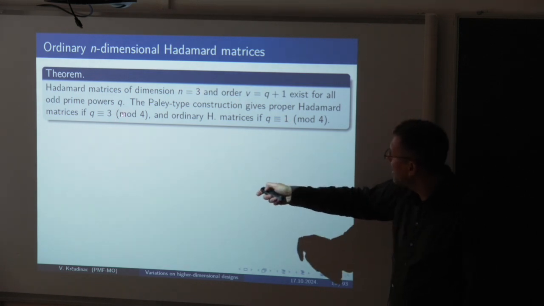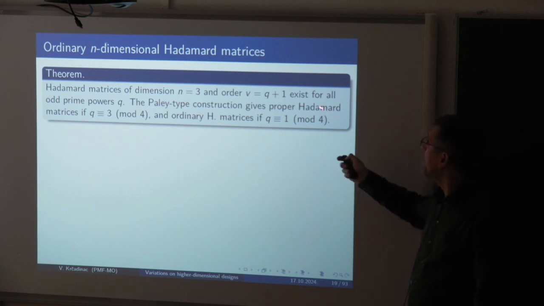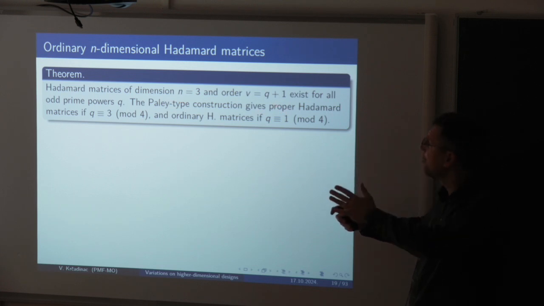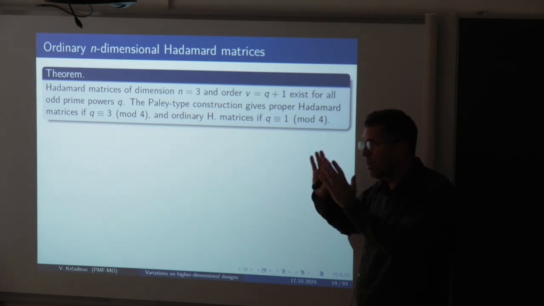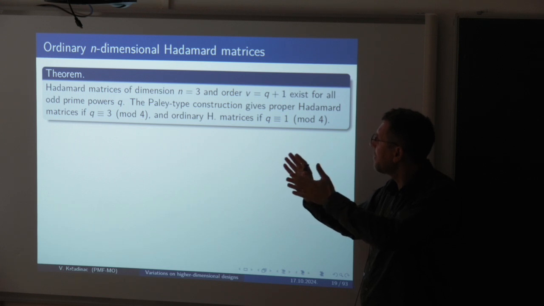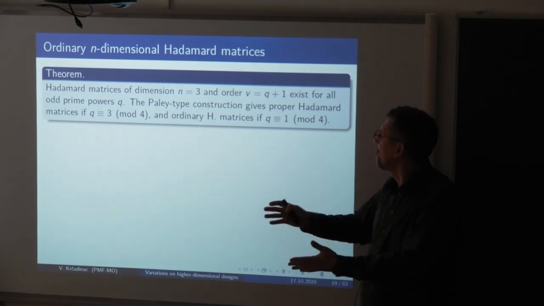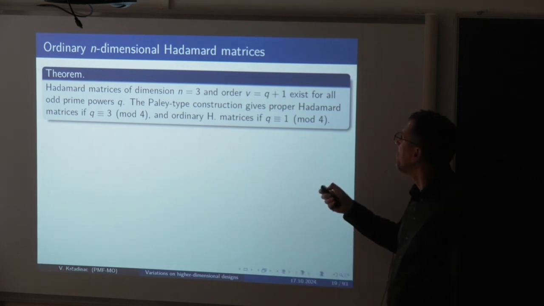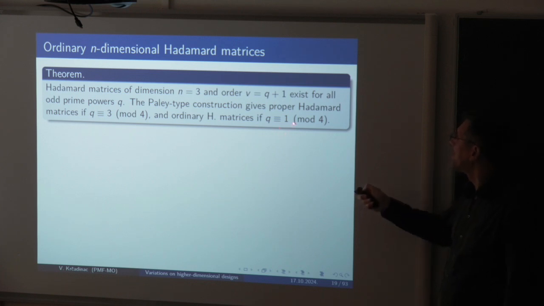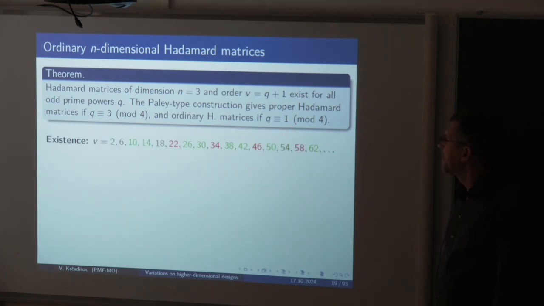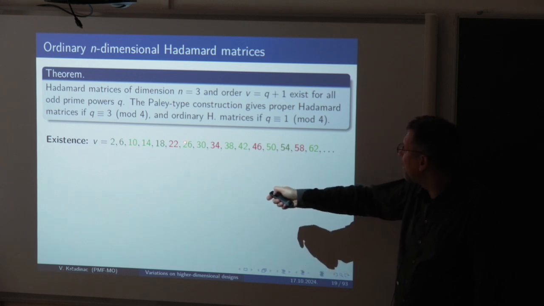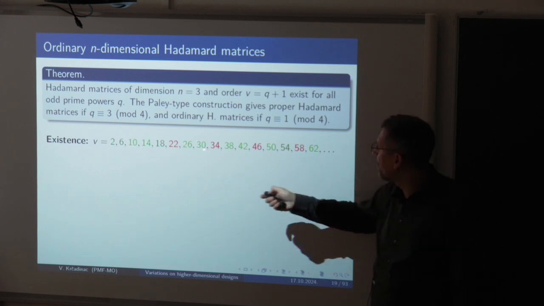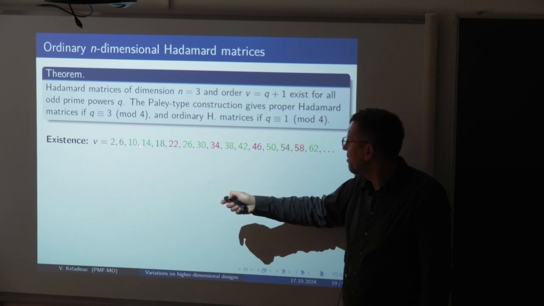For 3 mod 4, it will give you a proper Hadamard matrix. So all of the slices are going to be Hadamard matrices. And for q of 1 mod 4, it will give you an ordinary one, so only the n-1 or 2-dimensional slices are going to be orthogonal. They're not going to be Hadamard matrices, obviously, because the order of the matrix is then 2 mod 4. Now, we know that they exist for 10, 14, 26, 30, and so on, for all of these orders that were previously open.